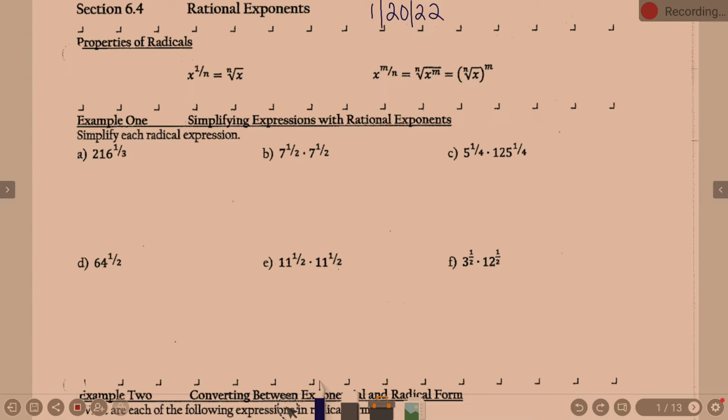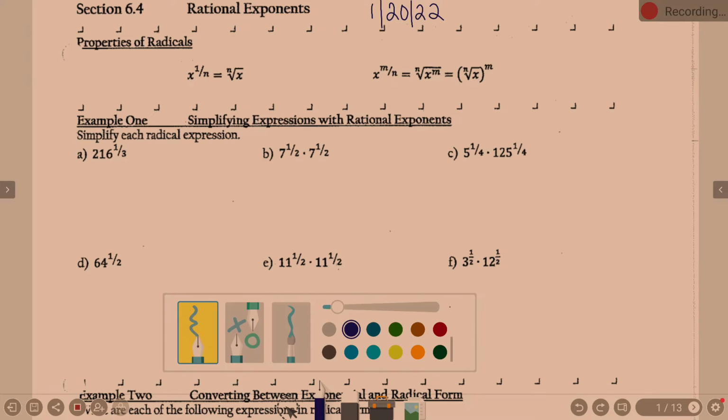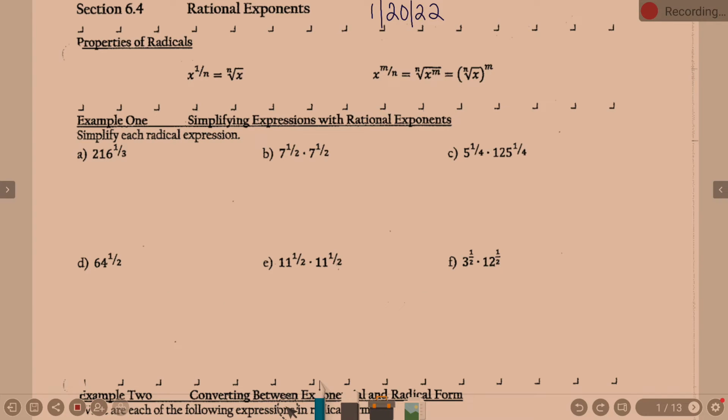X to the 1 over n is equal to the nth root of x. For instance, x to the 1/3 is the cube root of x. That's the connection we're making: when you have a fraction exponent, the denominator of the fraction tells us what root it is. So since this was x to the 1/3, it's the cube root of x.